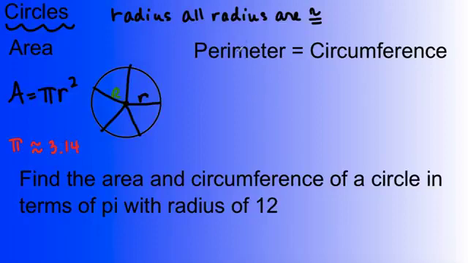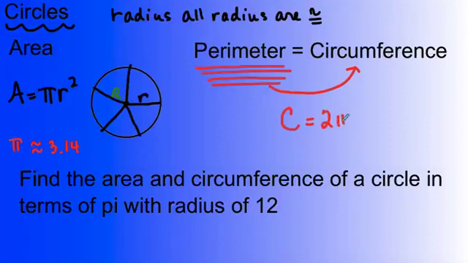Now, the perimeter of a circle, we actually don't call it perimeter. We gave it its own name, okay? We gave it its own C name for circle. It's called the circumference. So when we're talking about the perimeter of a circle, instead of using the word perimeter, we're going to use the circumference. And the circumference formula for a circle is 2 pi r, 2 pi times radius.